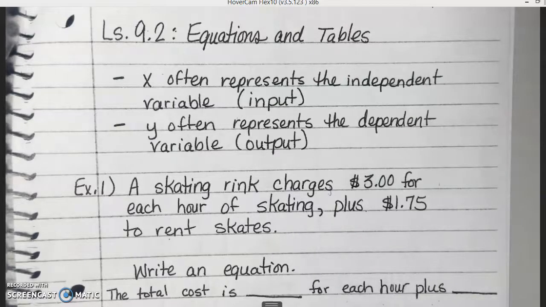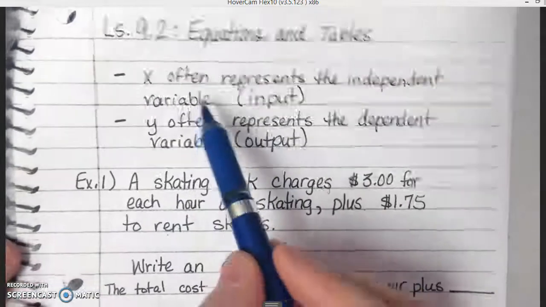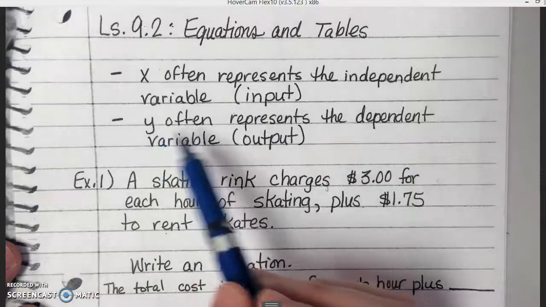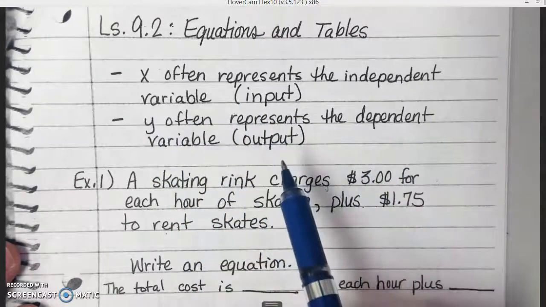Okay, this is lesson 9.2, equations and tables. So when an equation describes the relationship between two quantities, the variable x often represents the independent variable, and the variable y often represents the dependent variable. A value of the independent variable is called the input value, and a value of the dependent variable is called the output value. So I just kind of summed that up by putting x often represents the independent value, which is your input, and y often represents the dependent value, which is your output.